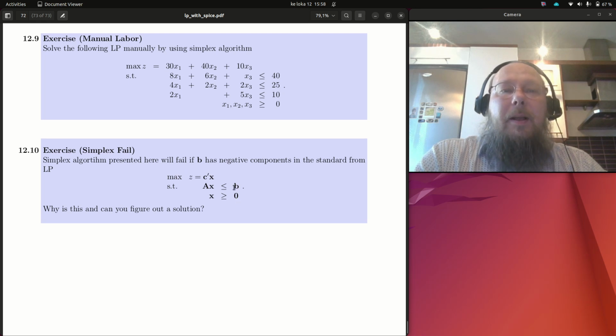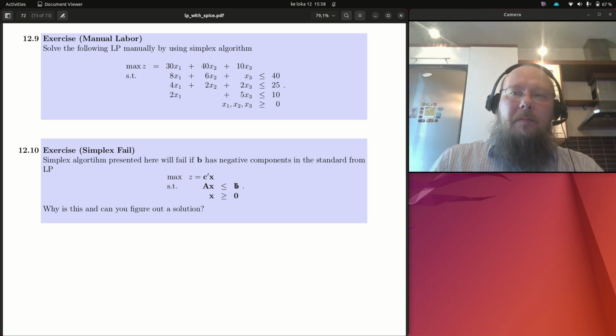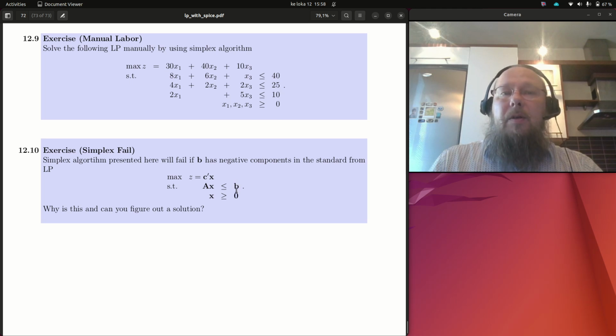But what was important actually, I didn't emphasize it. I really kind of cheated here. Sorry about that. Is that all the components of the b's are non-negative. So this upper bound b's are not allowed to be negative numbers. If it has negative components, this algorithm that I explained, it will fail. It will not work. And the question is why? Why is this?